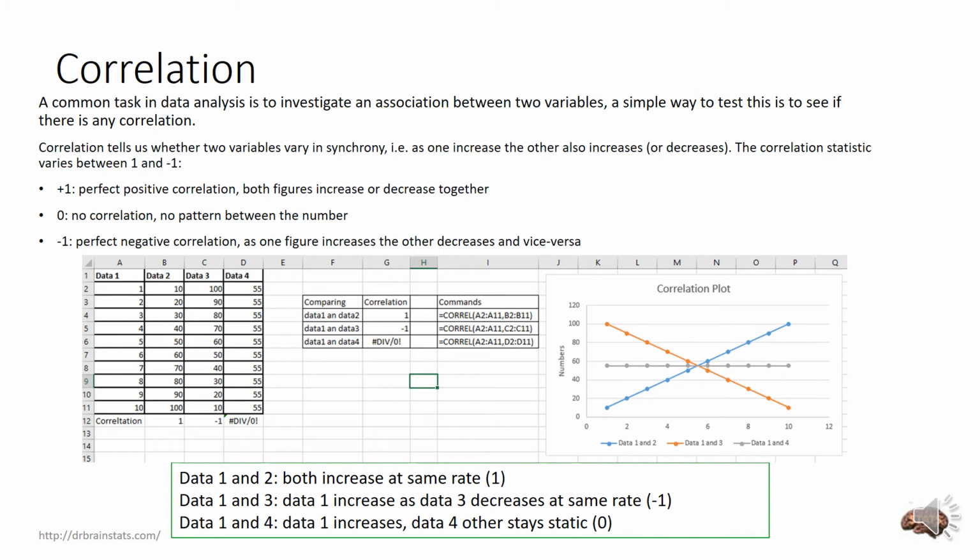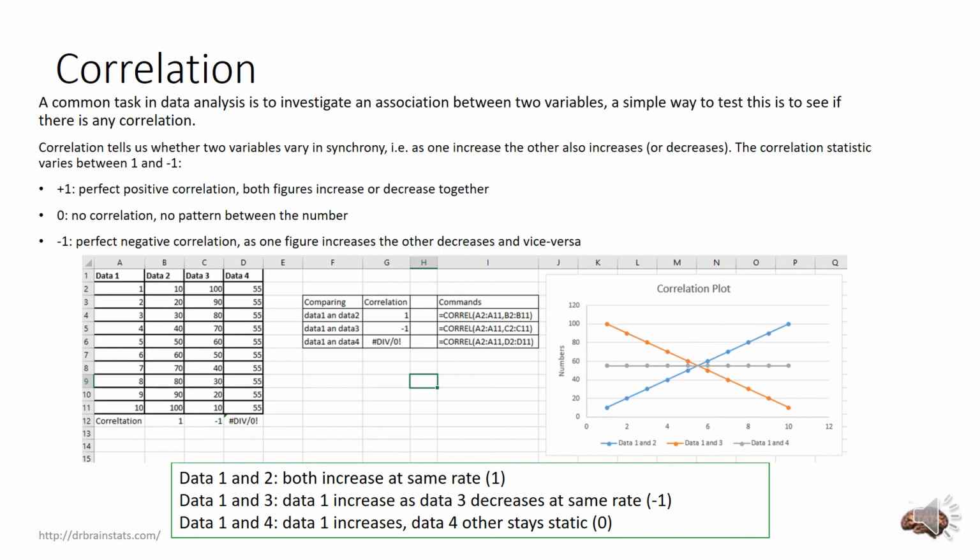A correlation statistic varies between 1 and -1. +1 means perfect positive correlation. Either both figures increase or decrease together. 0 is no correlation. -1 is perfect negative correlation. As one figure increases, the other decreases, and vice versa.